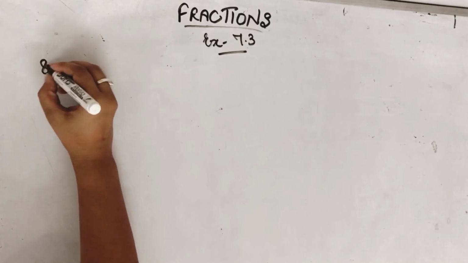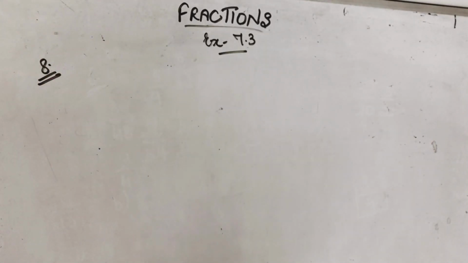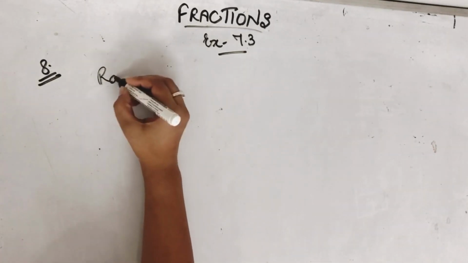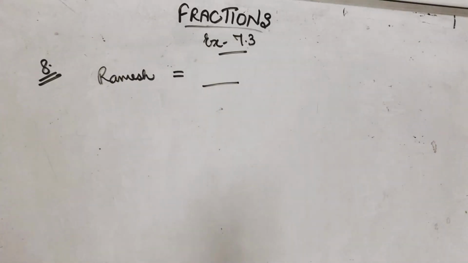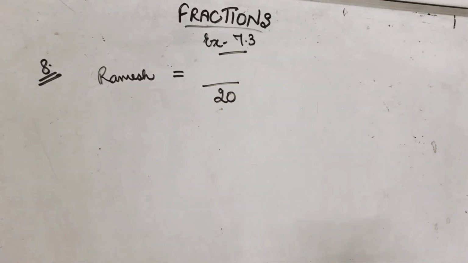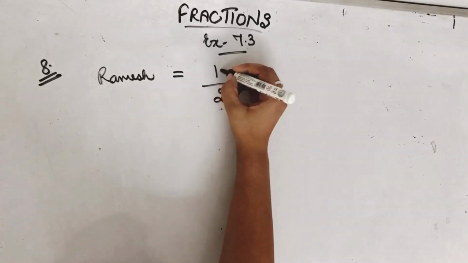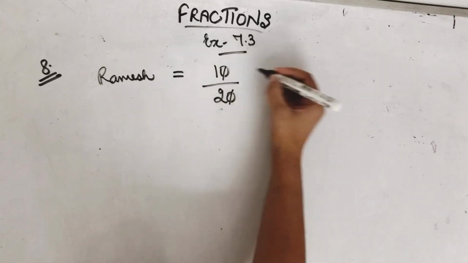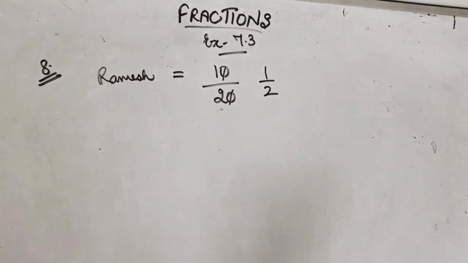8th question. Now Ramesh had 20 pencils, Sheelu had 50 and Jamal had 80. After 4 months, Ramesh used up 10, Sheelu used up 25 and Jamal used up 40. So what fraction did each use up? Now for Ramesh, the total number of pencils he has is 20. So you will write 20 in the denominator. And the number of pencils he used up is 10. So you will write 10 in numerator. So the simplest form will be 1 upon 2.